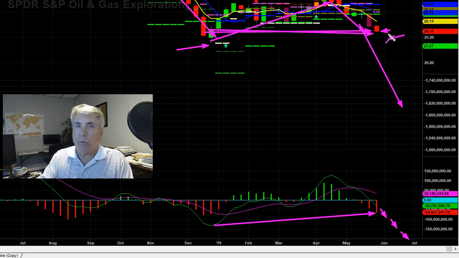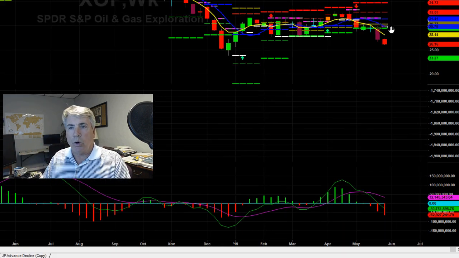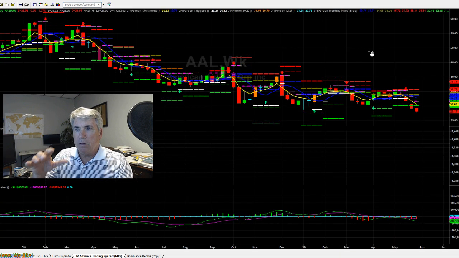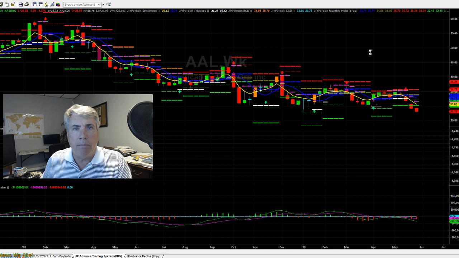Number two, entering the strongest driving season, the biggest demand point of the time of the year, I think that we're going to see a lift to the upside. Now, here's what doesn't make sense. Oil's cheap. Gas is cheap. Refiners aren't making money, is what that chart reflects.